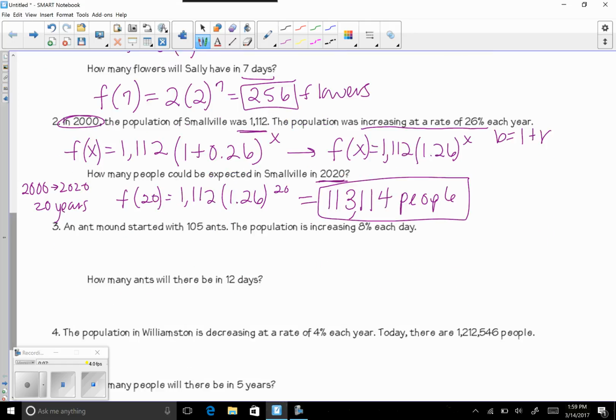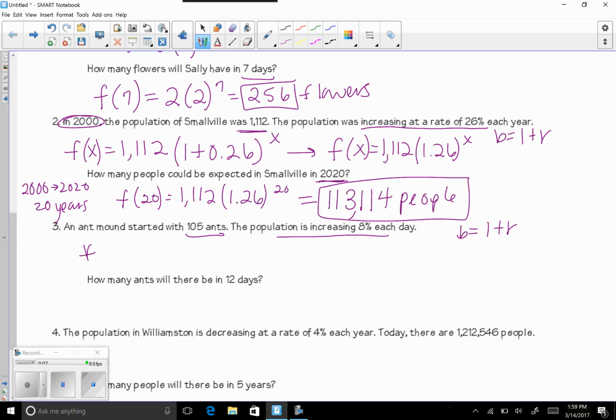So an ant mound starts with 105 ants. The population is increasing 8% each day. Again, increasing, that's telling me my base is 1 plus r here. All right, so can we write the equation again?